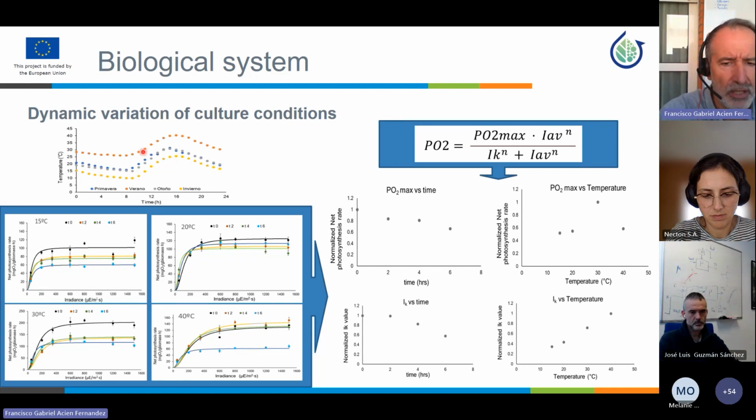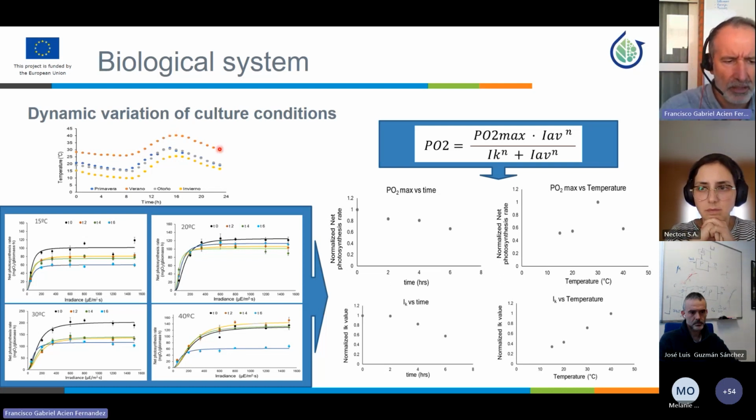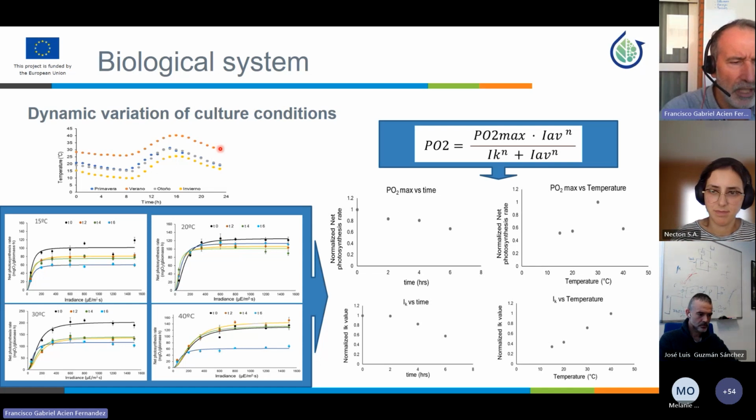In the case of temperature, which is one of the most relevant, the variation of temperature of the culture can be in the range of 5 to 10, even 15 degrees, depending on the location and the scale of the reactor. And that means that the algae are subject to different temperatures in the range of 15 to 40 degrees in one single day. And also, the timing that the cells are exposed to this temperature influences the performance of the algae.